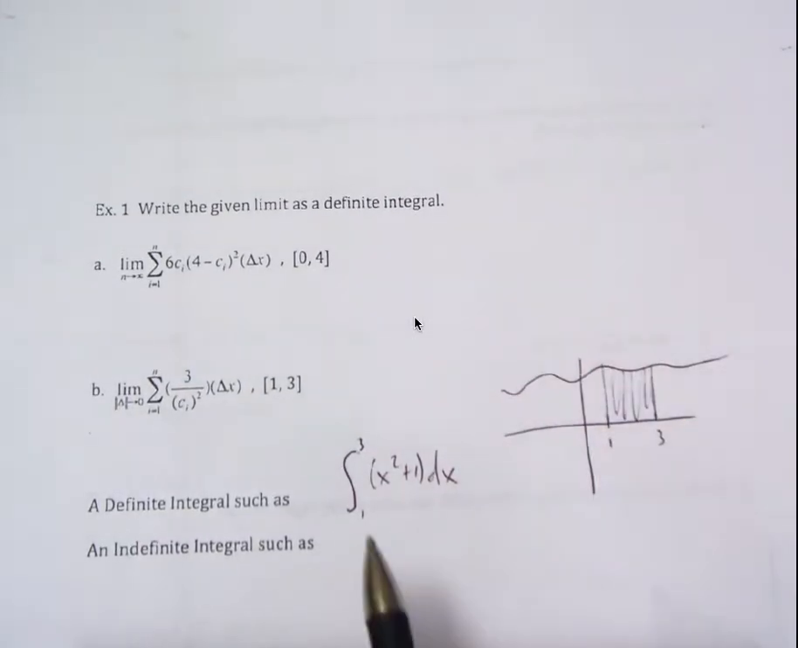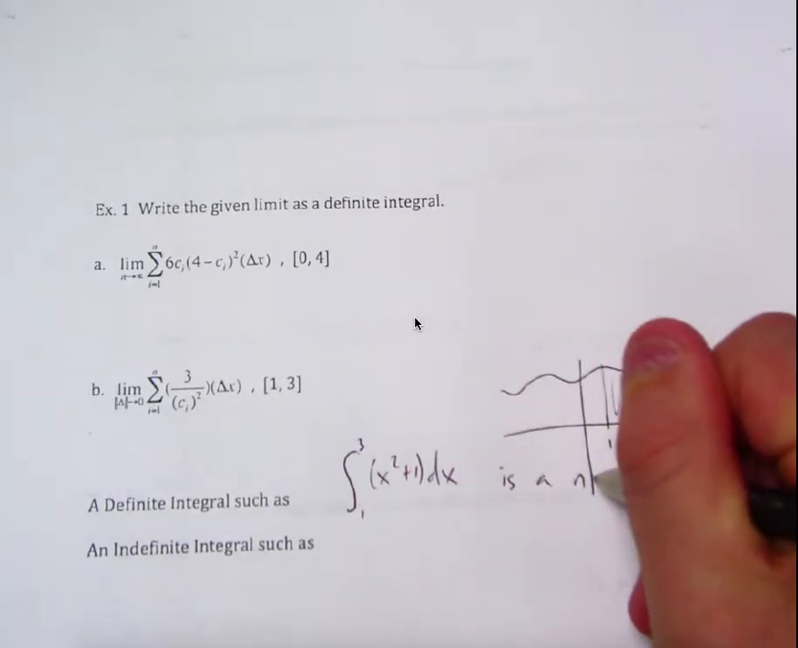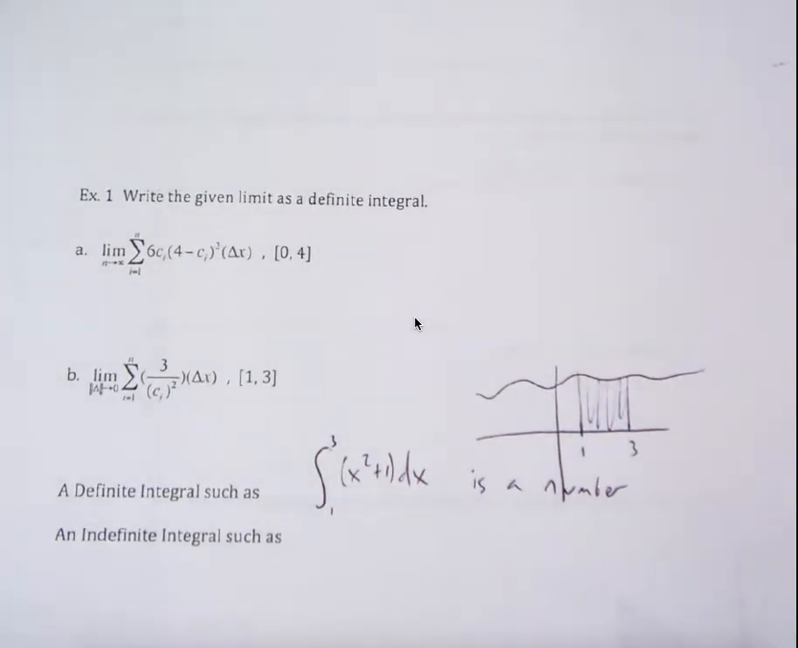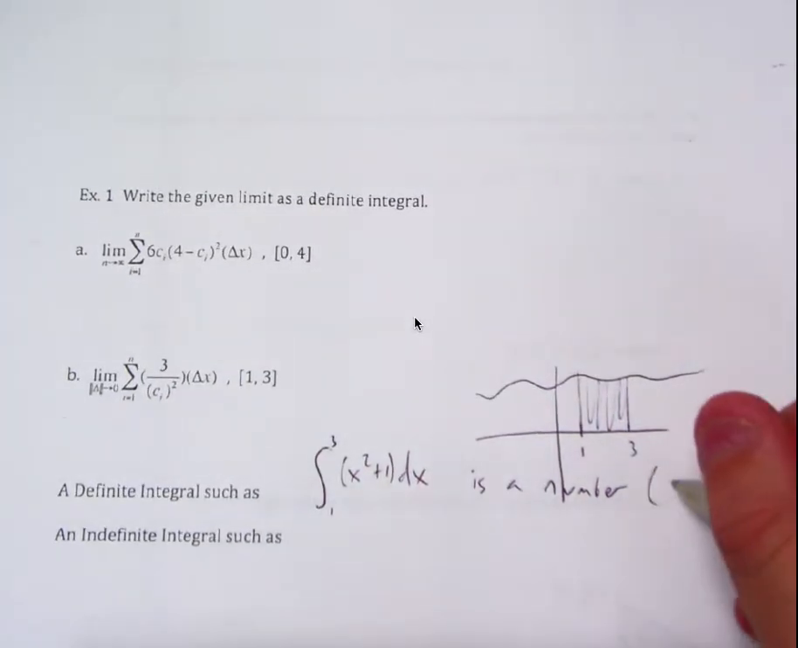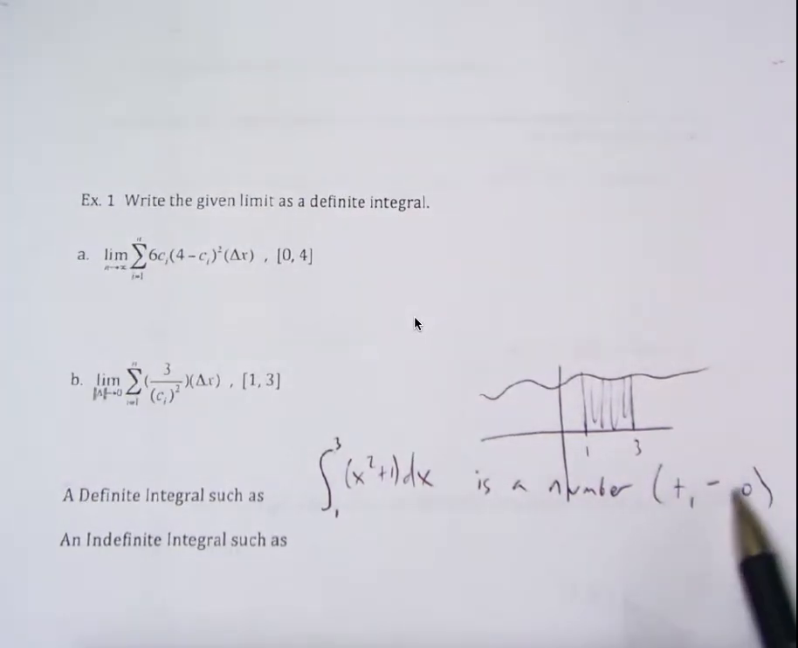So a definite integral like this is a number. And that number, as I showed last time on that program, could be positive, it could be negative, it could be 0. Remember, if it's below the x-axis, our area turns out to be negative.